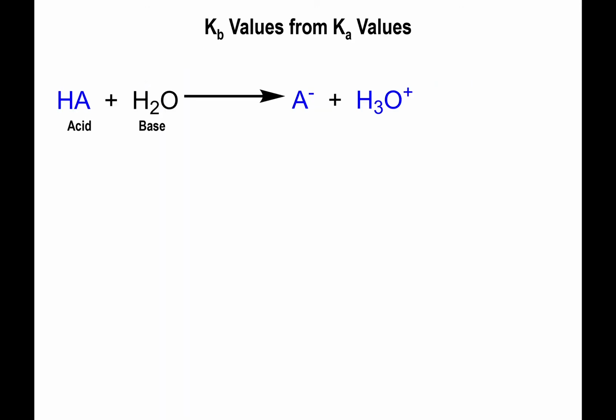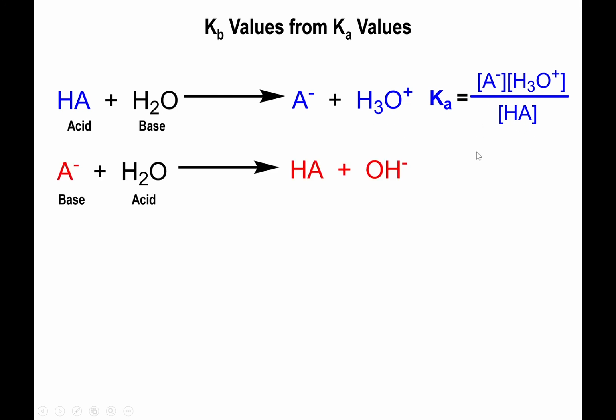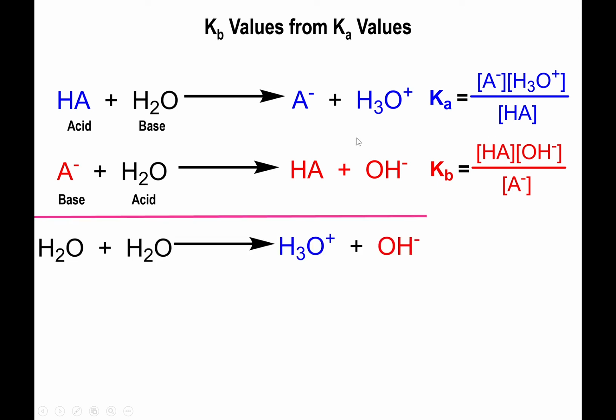All right, so here we're showing the acid again. I'm going to show you something in regards to it. For the Ka equations, HA plus water turning into A minus and hydronium, you have the Ka expression, right? For the base dissociation equation, you have A minus plus water turning into HA plus hydroxide. So the Kb expression is HA times hydroxide over A minus. And we also know that the auto-dissociation equation of water, water plus water, gives you hydronium and hydroxide.